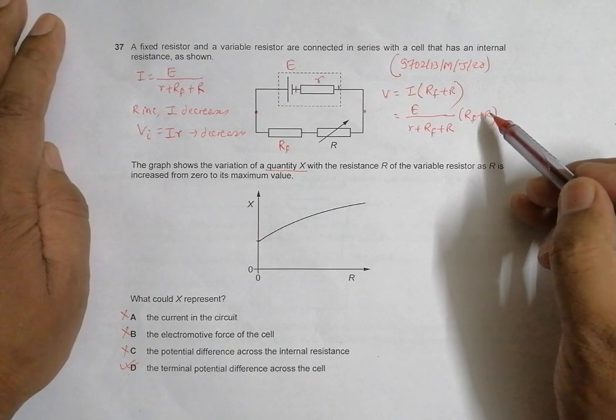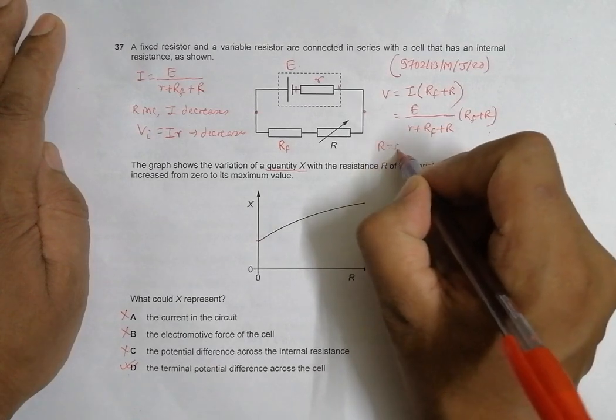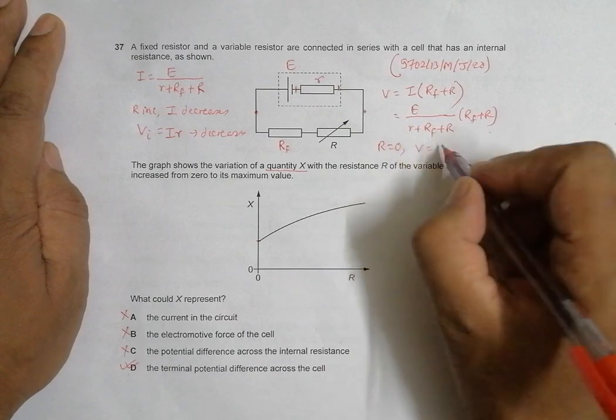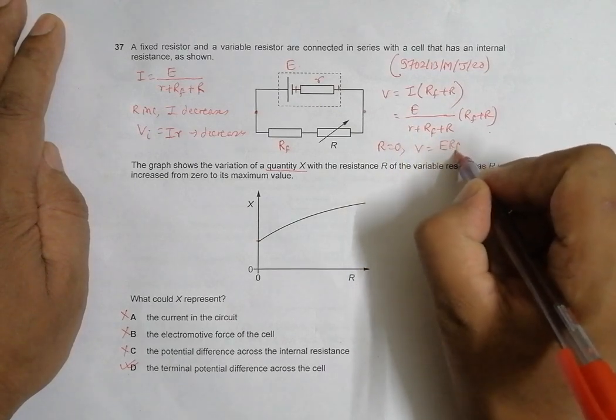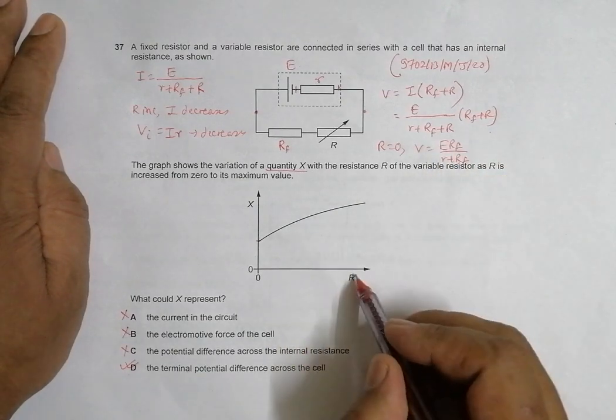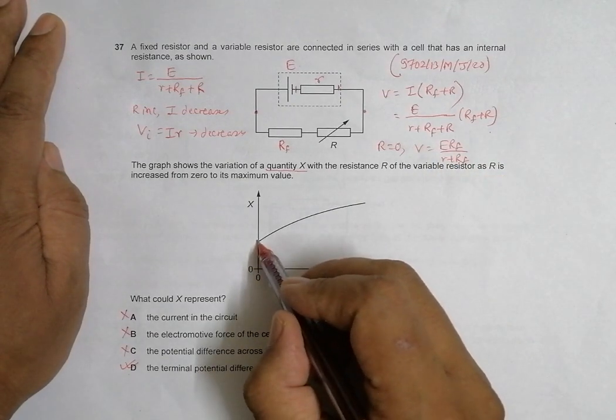When R equal to 0, I will have V is equal to E into RF by R plus RF. So it has got some value. So when R equal to 0, this V has got some value.